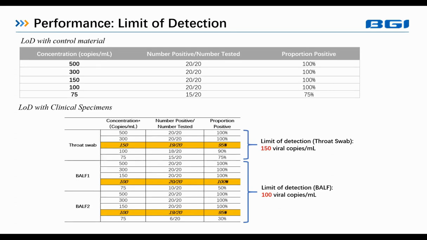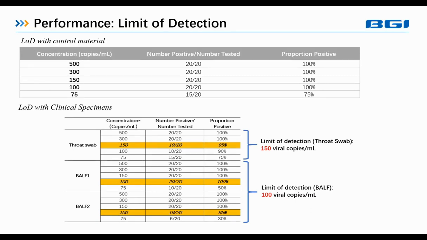Now, we decided that that's probably where the LoD for the kit is. However, this is control material, so it's always different from clinical samples, and we want to test it with a clinical sample. So the next step, we used clinical patient samples, one throat swab and two bulk samples, and also did this five-concentration titration. As you can see, for the throat swab at 150, the detection is 19 out of 20. So it's about 95% positive. And we define that as the limit of detection for the throat swab: 150 viral copies per mil.